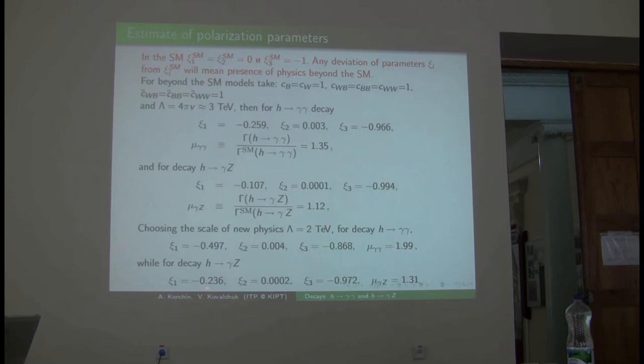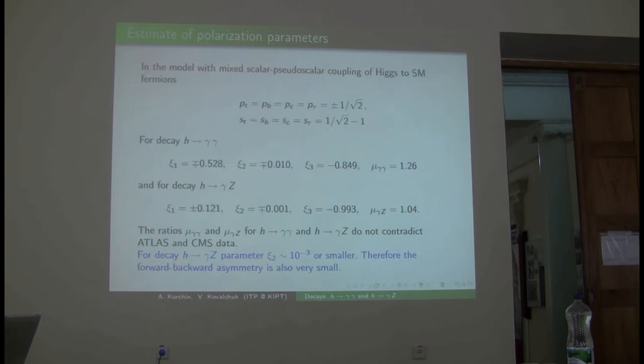And the same for the decay of the photon to the Z boson. And again, unfortunately, these parameters, which is, let's say, the most interesting parameter, appear to be very small for this particular variant of physics, which we see.